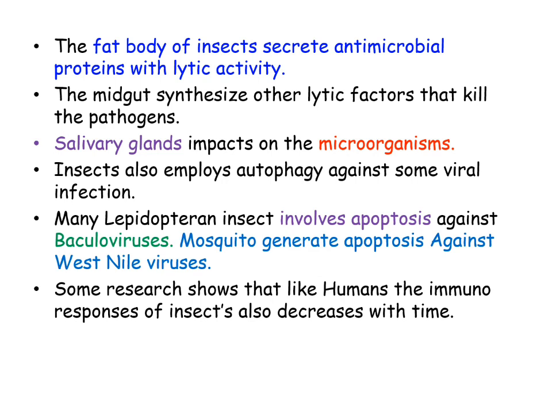Many insects, like butterflies, also use apoptosis against baculovirus. Apoptosis is cell death; the two words define the cell death process. The mosquito also generates apoptosis against the West Nile virus. Some research also shows that, like the human immune response, the immune response of insects also decreases with time. Immunity decreases in humans with age, and in the same way, the insect immune response also decreases with time.